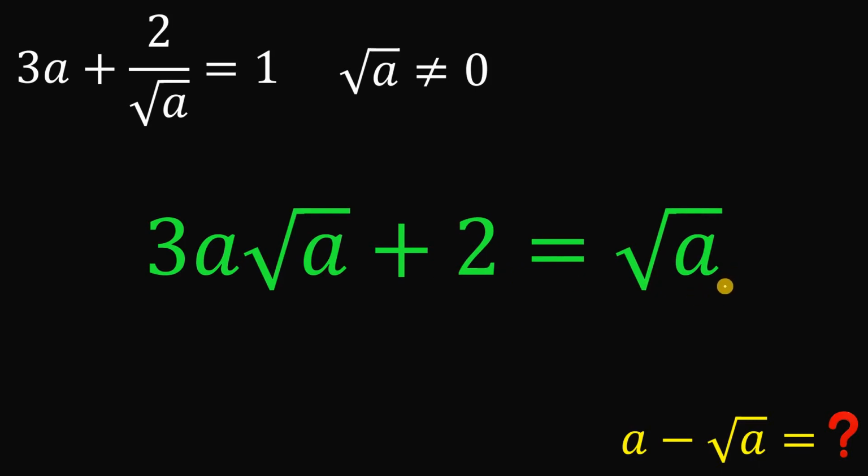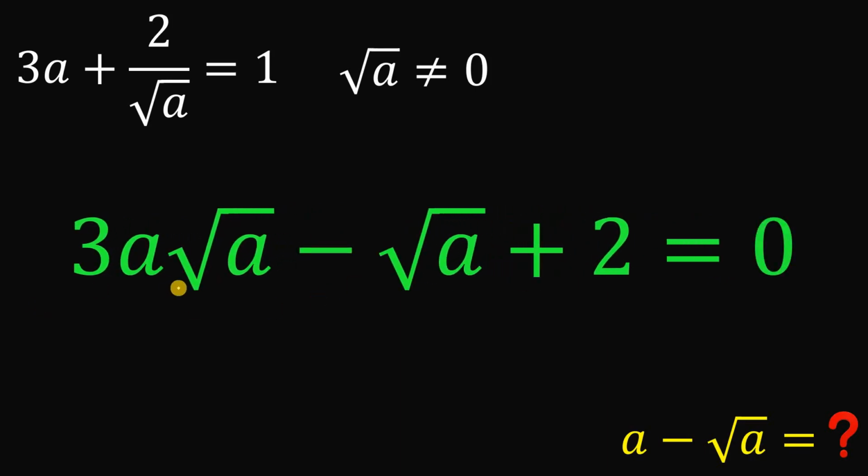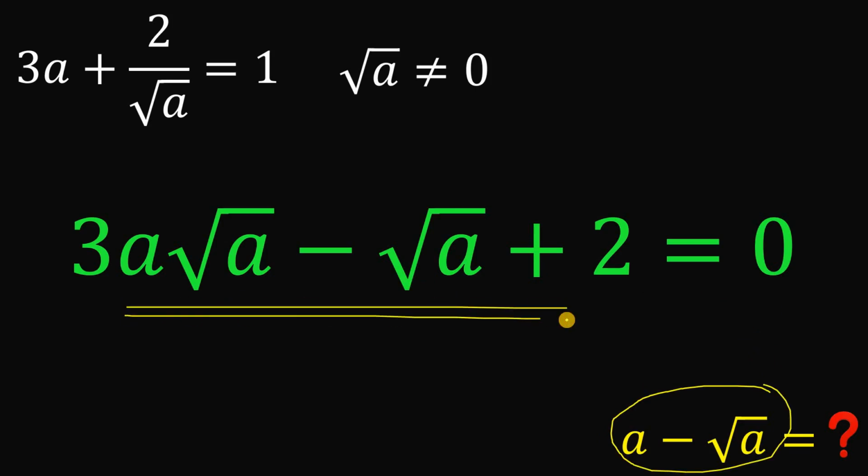Now, equate this to 0. And we have an equation 3a times square root of a minus square root of a plus 2 equals 0. And our goal is to find this expression. Now, here's the trick. I will tell you that this expression on the left-hand side is definitely factorable. This is not obvious, but this expression is factorable. Now, I will show you.